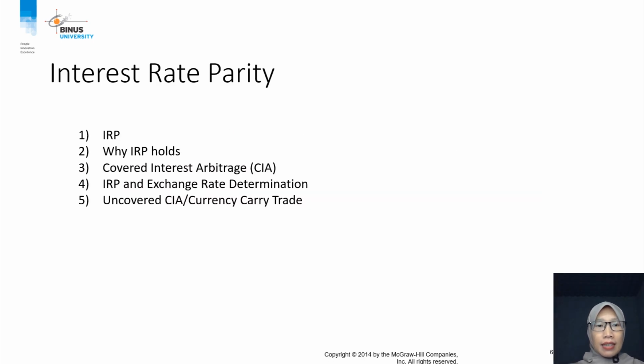Let's discuss interest rate parity. This is the outline. First, IRP. Second, why IRP holds. Third, covered interest arbitrage or CIA. Fourth, IRP and exchange rate determination. Fifth, uncovered CIA or currency carry trade.